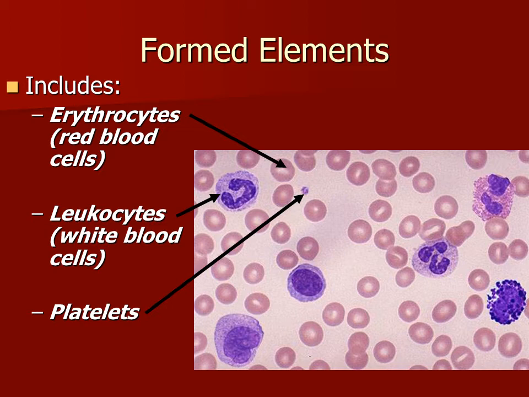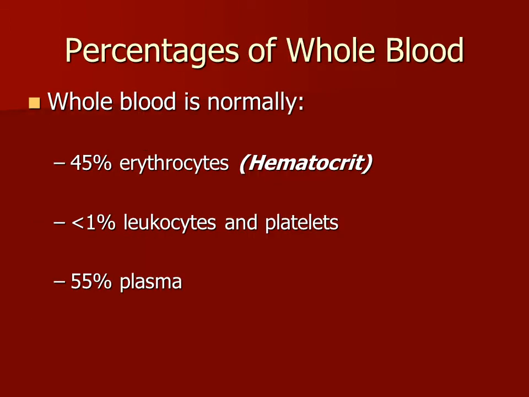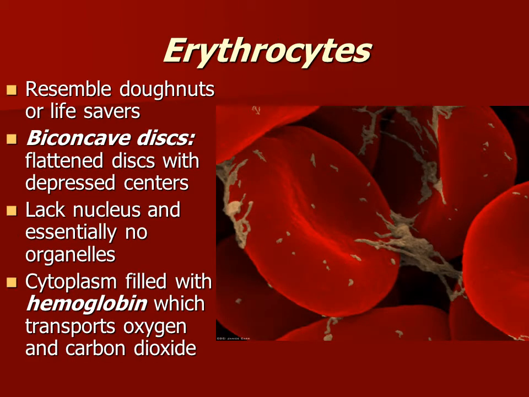The formed elements, the cells: you have the erythrocytes, which are the red blood cells, as you can see on this photo. The leukocytes are the white blood cells. As we'll see in just a moment, there are 5 different types of those. They do have a nucleus. They're larger than the red blood cells. And then the little tiny purple specks, those are the platelets. Whole blood normally has about 45% erythrocytes, less than 1% leukocytes and platelets combined, and 55% would be the plasma.